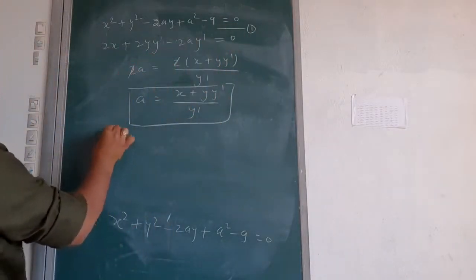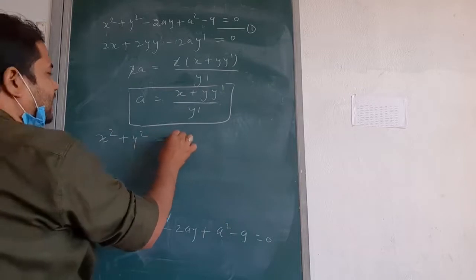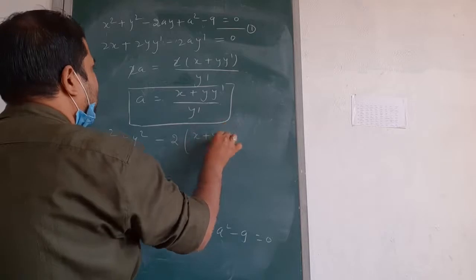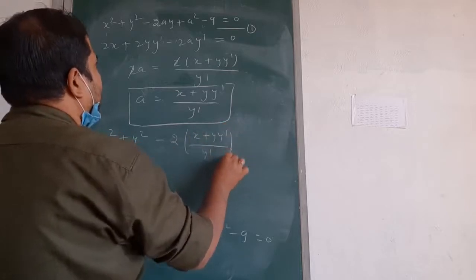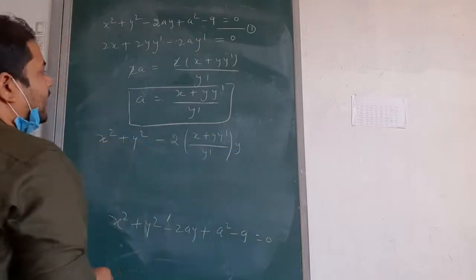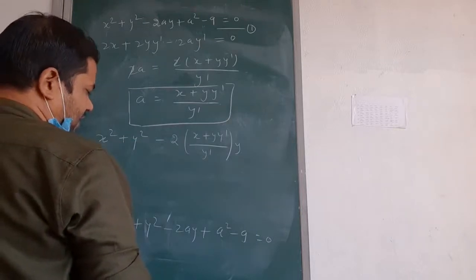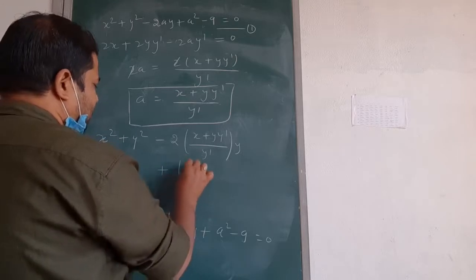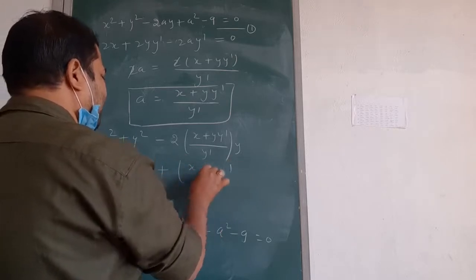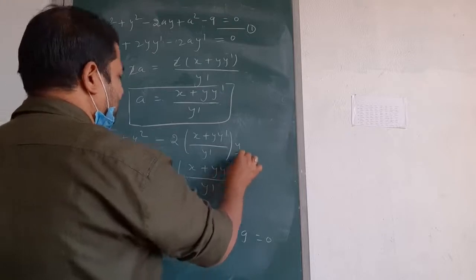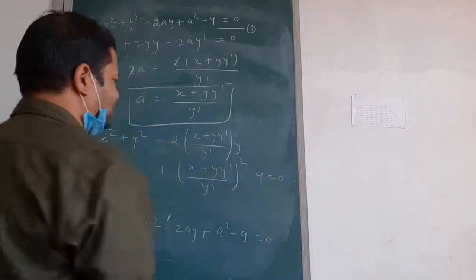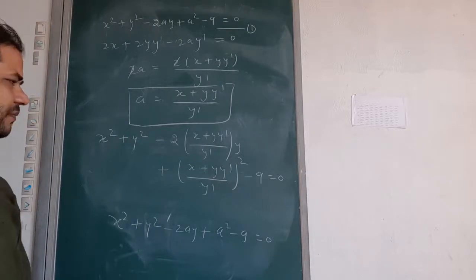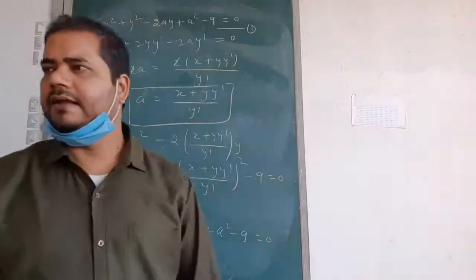So putting this particular value in equation number 1: x square plus y square minus 2a, in place of a put x plus y dash divided by y dash, into y. Now plus a square minus 9, that means plus x plus y dash upon y dash whole square minus 9 is equal to 0. And now calculate it, you will get the value. It is a bit tough, but it will come.